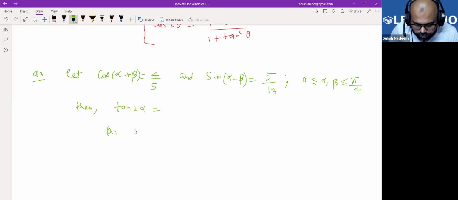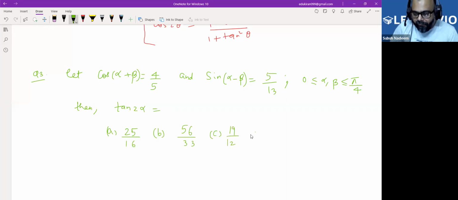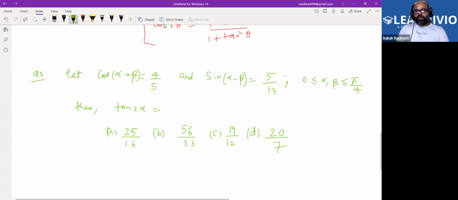Options are given. Option A is 25 by 16. Option B is 56 by 33. Option C is 19 by 12. Option D is 20 by 7. First think how to do it, then I will give you a hint.